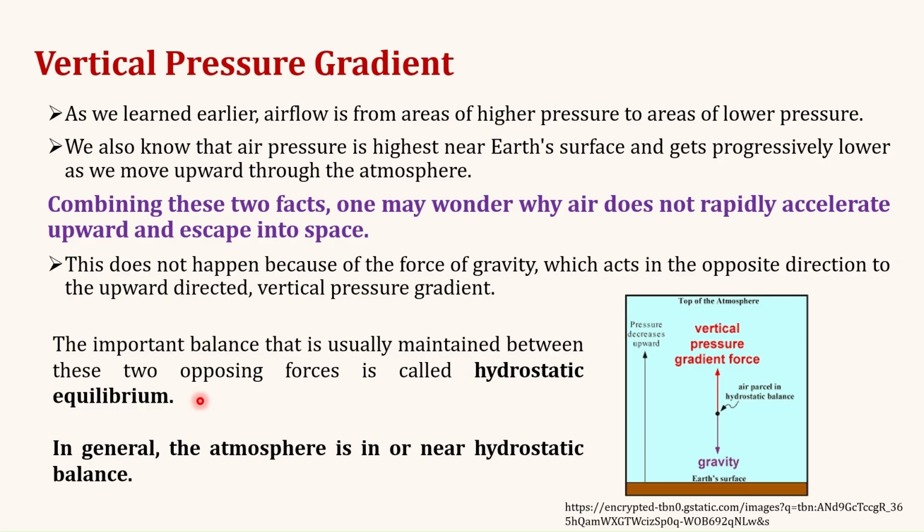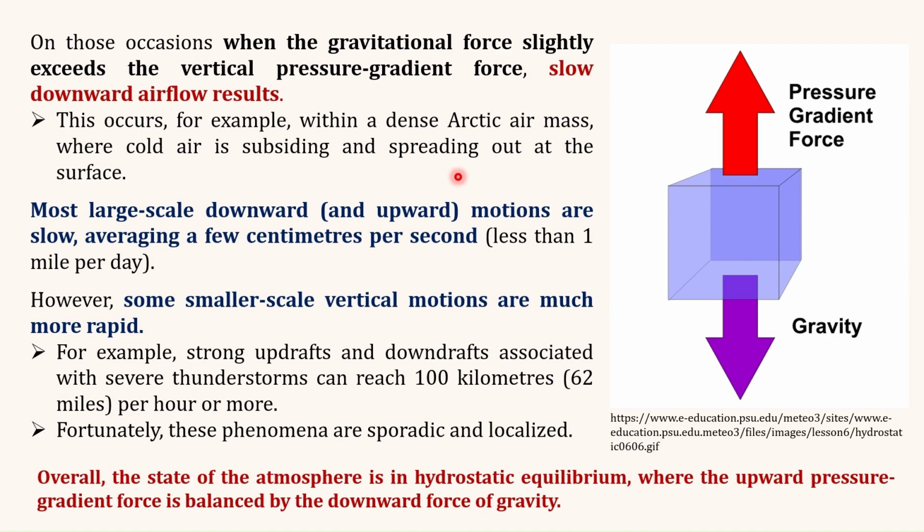So in general, the atmosphere is in or near hydrostatic balance. In those conditions, when the gravitational force is slightly more than the vertical pressure gradient force, slow movement of air mass occurs in the downward direction. This type of downward air flow occurs, for example, within a dense Arctic air mass where cold air is subsiding and spreading out at the surface.